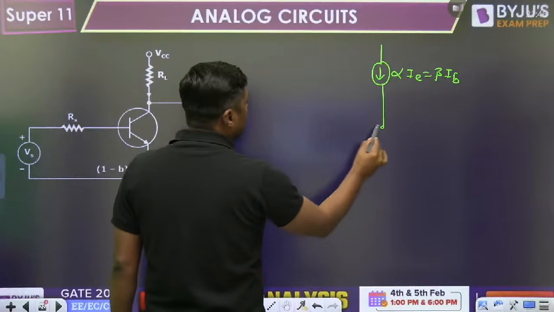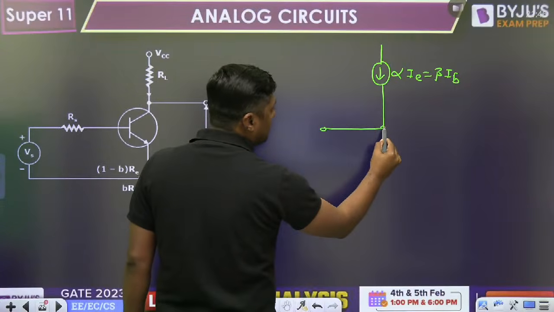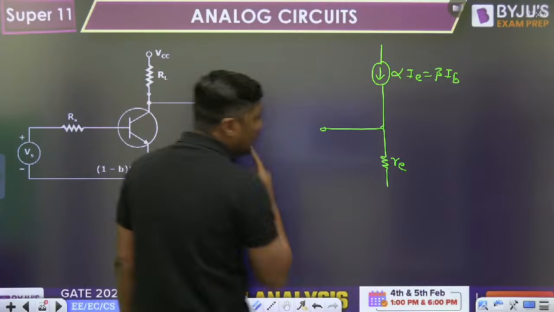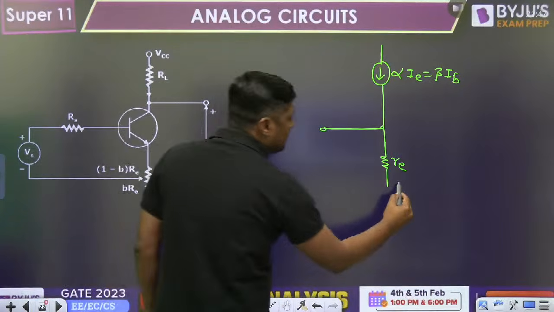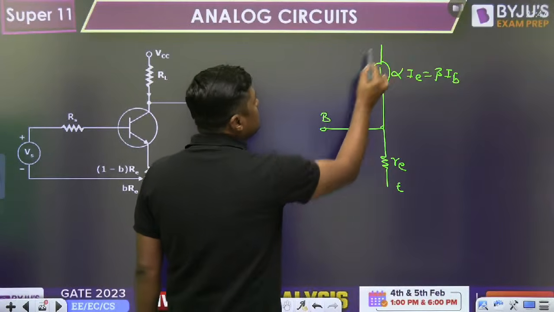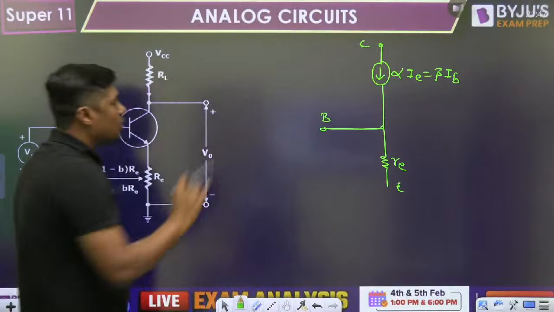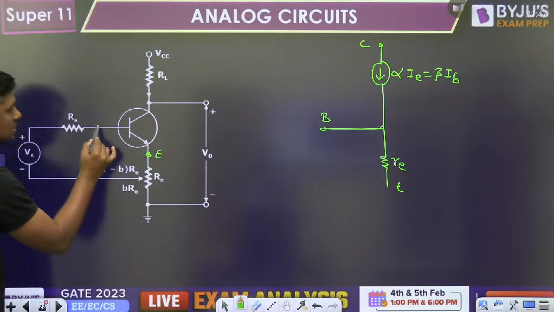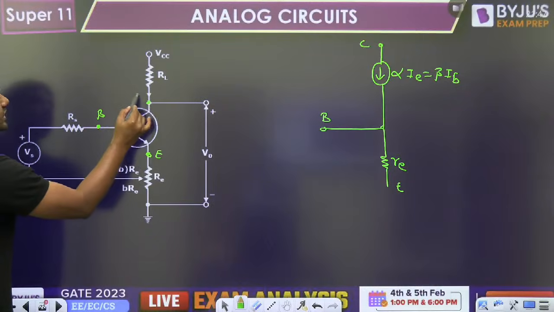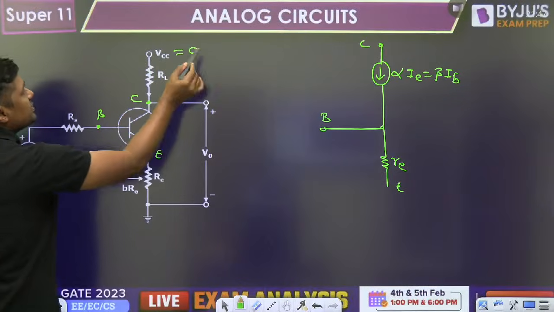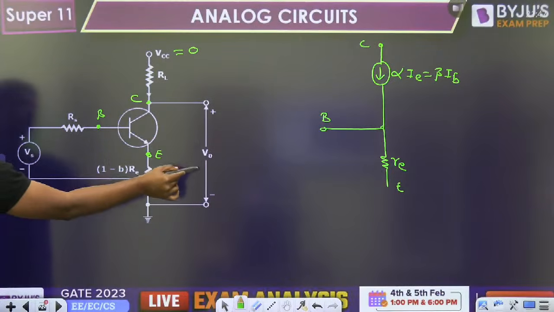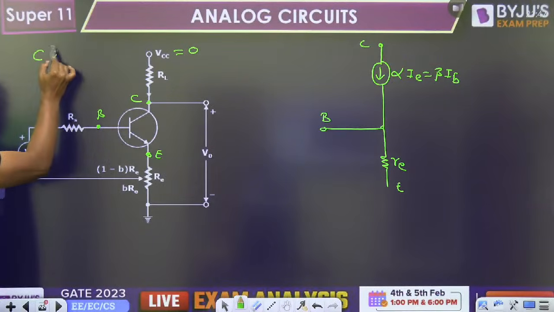Now here we have the beta times the base current, and here we have the small re. This is the emitter terminal, this is the base terminal, and this is the collector terminal. This is called the re model because re is given in the question. During AC analysis, VCC acts as 0. That's why the value of VCC is not given. This is the VS signal, and at the collector we are getting the output V0. It is a common emitter configuration.